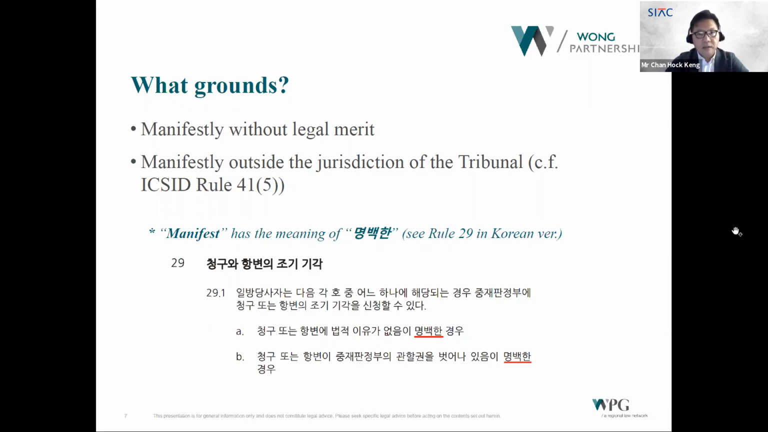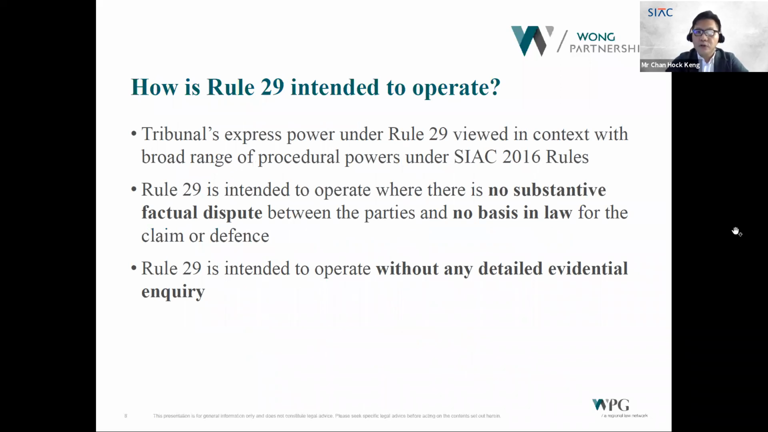Next slide. How is Rule 29 intended to operate? You have to consider Rule 29 in the context of the general SIAC 2016 rules, because there is a broad range of procedural powers that are granted to the tribunal, including Rule 22, which I could talk about later. But Rule 29 is very specific. It is only to operate where there is no substantive factual dispute. So the facts will not be the issue. What is the issue is the law.